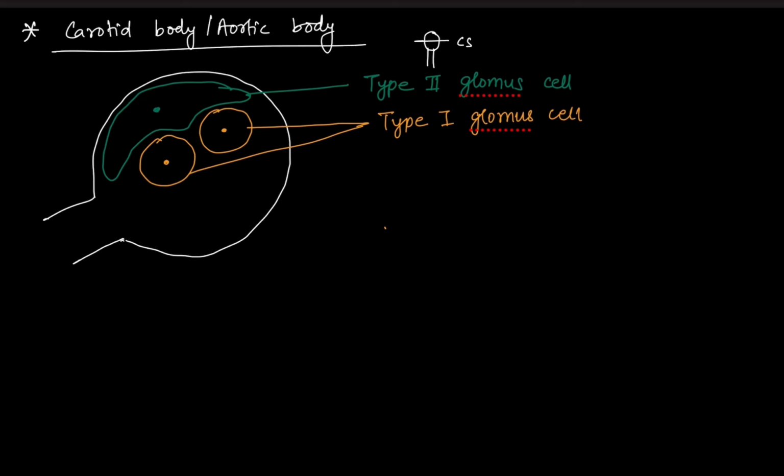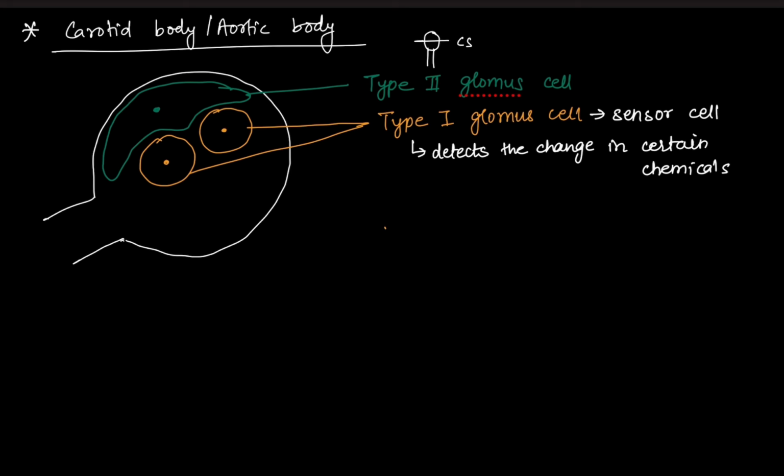Now if you ask me what is the function of these two cells, or which of the two cells is more important in detecting the change in certain chemicals, then I will tell you that the type 1 glomus cell is the sensor cell. This is the cell that detects the change in chemicals, and in turn it stimulates our respiratory centers. We'll come to that in a while.